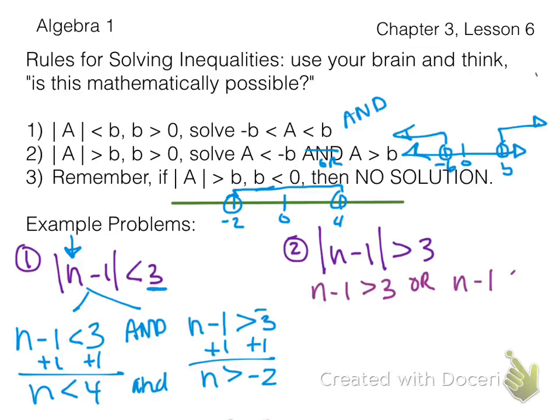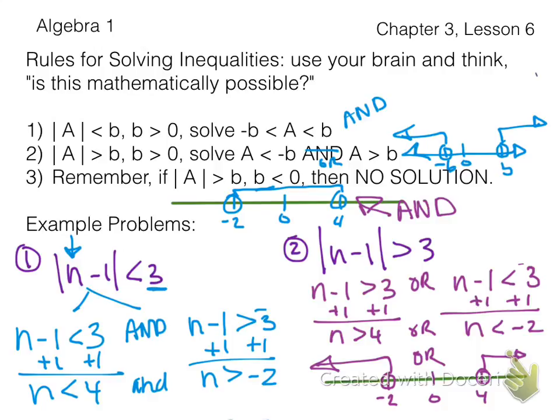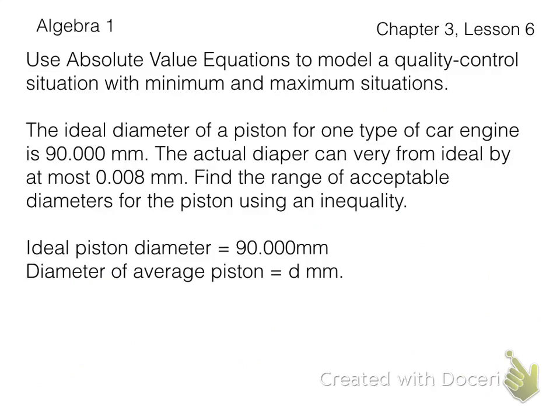n minus 1 is less than negative 3. Okay? So we're going to add 1: n is greater than 4, or n is less than negative 2. And then if I use my number line, it's actually a space. We have 0 and 4 and negative 2. So n is less than negative 2, so it's going to go that way. And if we have n is greater than 4, we're going to go that way, which is definitely an OR statement, whereas this one was an AND statement. Okay? All right. Word problems.